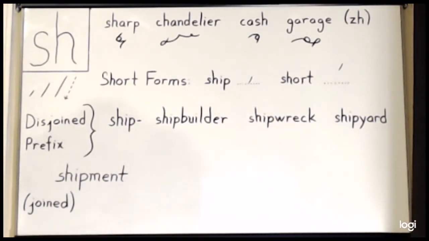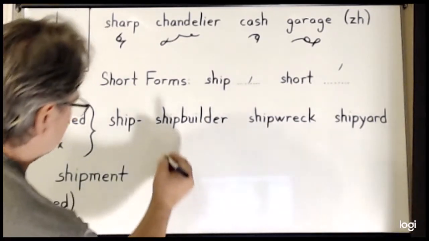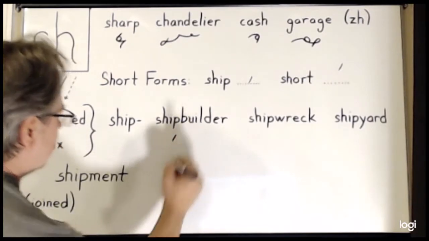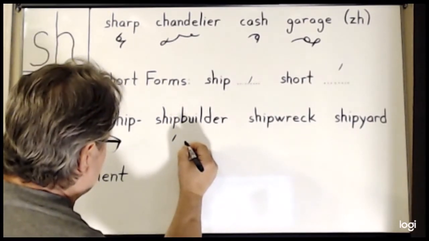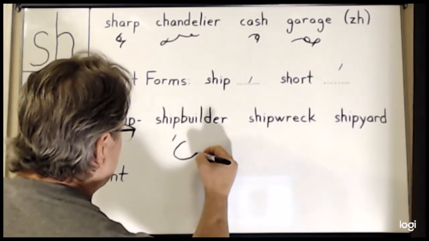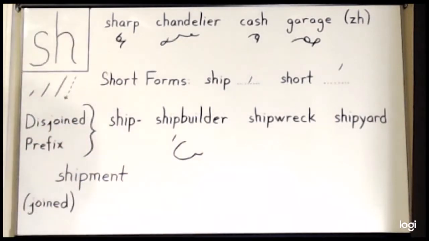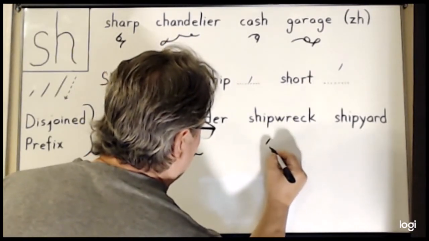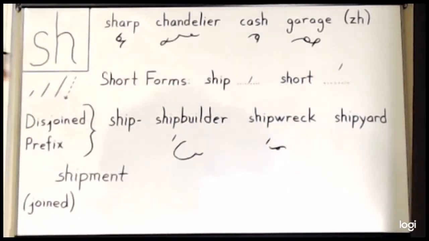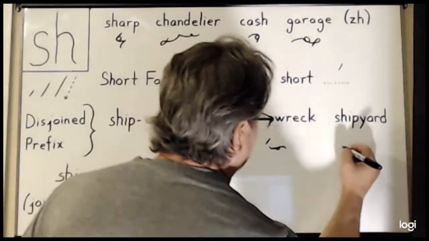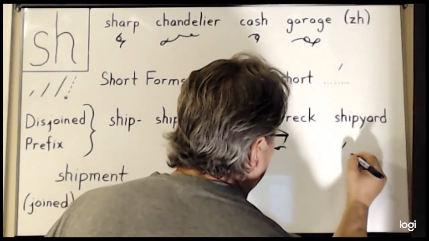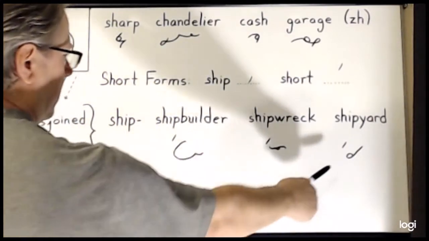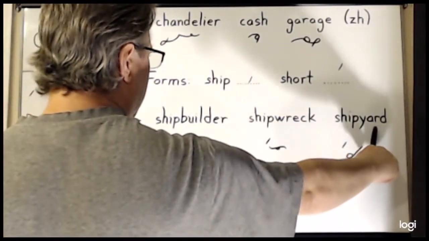Both also serve as disjoint prefixes. First, we will write ship as the prefix for ship builder. So the SH for the ship, disjoined B, L, curved up L for the D, R. Ship builder. Shipwreck will be SH, R, E, K. And shipyard will be SH, A, D. Now the A here is on the reverse side to represent the R.